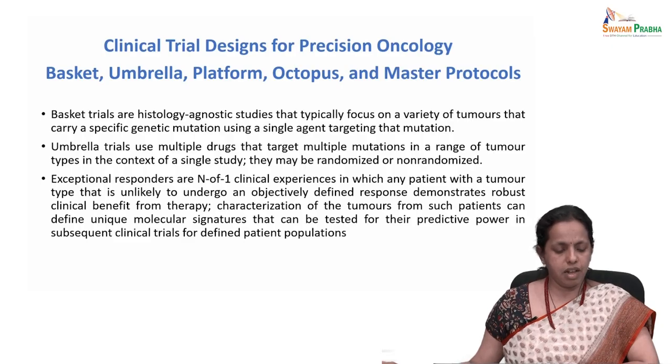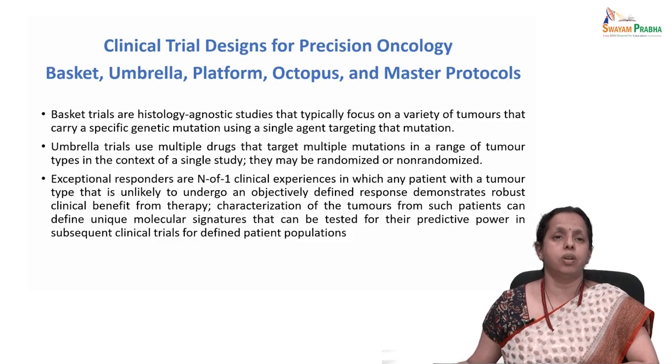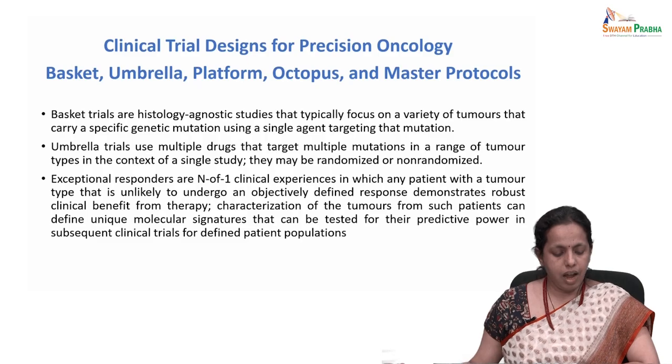Basket trials are basically histologically agnostic studies that typically focus on a variety of tumors. Umbrella trials use multiple drugs that target multiple mutations in a range of tumor types in the context of a single study. Very, very important. They may be randomized or non-randomized. So, N of 1 clinical experiences are those in which a patient with a tumor type that is unlikely to undergo an objectively defined response demonstrates very robust clinical benefit from therapy.